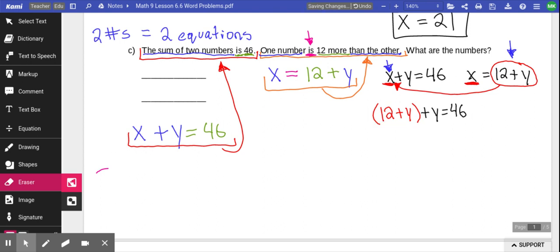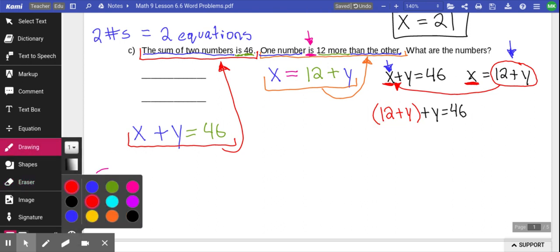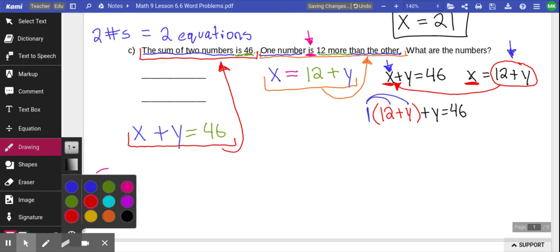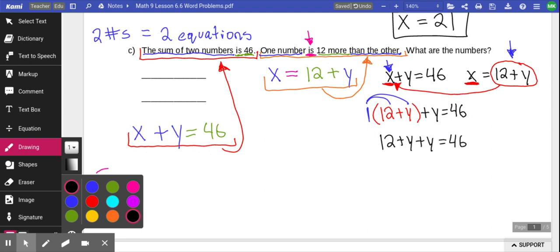What this does is it creates an equation where I now only have one letter. If I look at this system right here, all I have now is y's. All the x's are gone because I've changed them into y's. So I just need to solve that equation. To solve that equation, I have to get rid of the brackets. That means I have to multiply whatever's right in front of it into the brackets. In this case, it's just an invisible 1. Nothing actually changes. So this becomes 12 plus y equals 46.